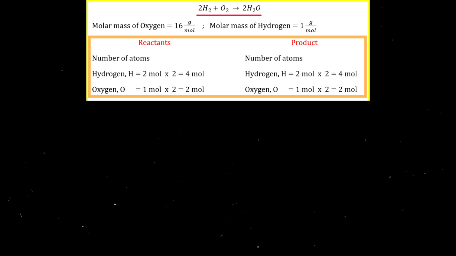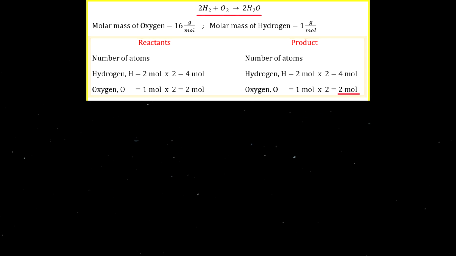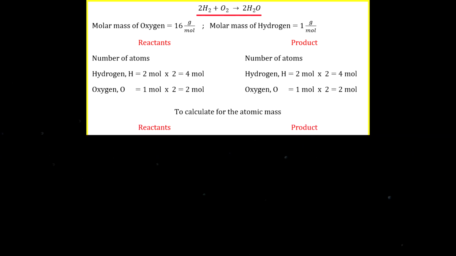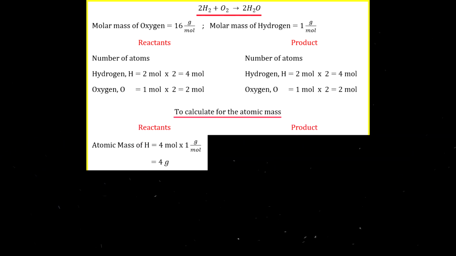Then for the products, we have 4 moles of hydrogen since we multiply 2 times 2, and then the oxygen is 2 moles since we multiply the coefficient with oxygen, so that is 2 moles. This equation is balanced because the number of atoms in the reactants and the number of atoms in the product are just the same. So we are now ready to calculate the atomic mass of hydrogen.